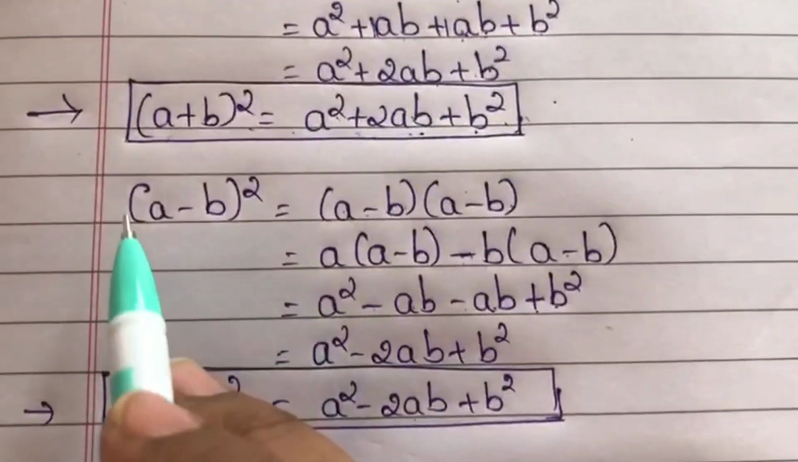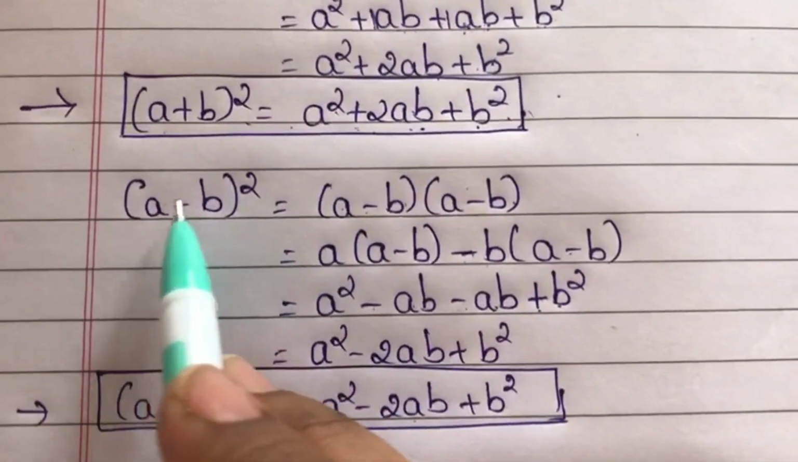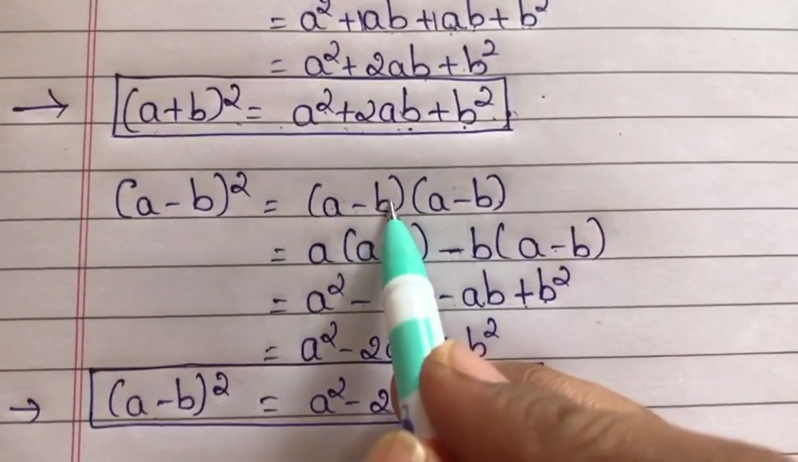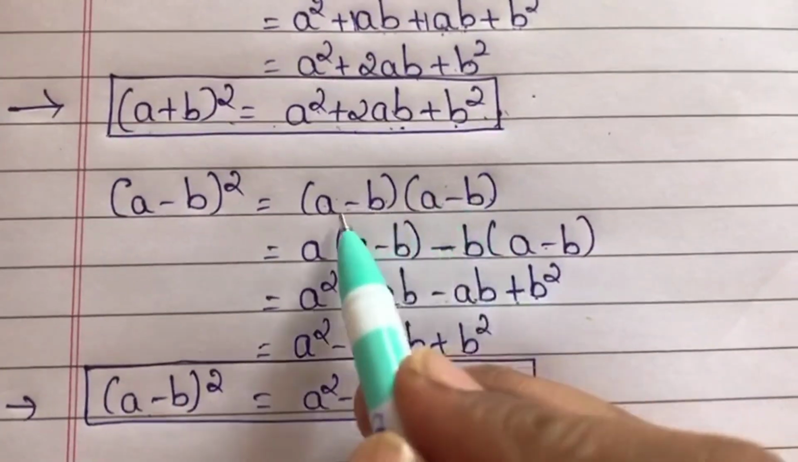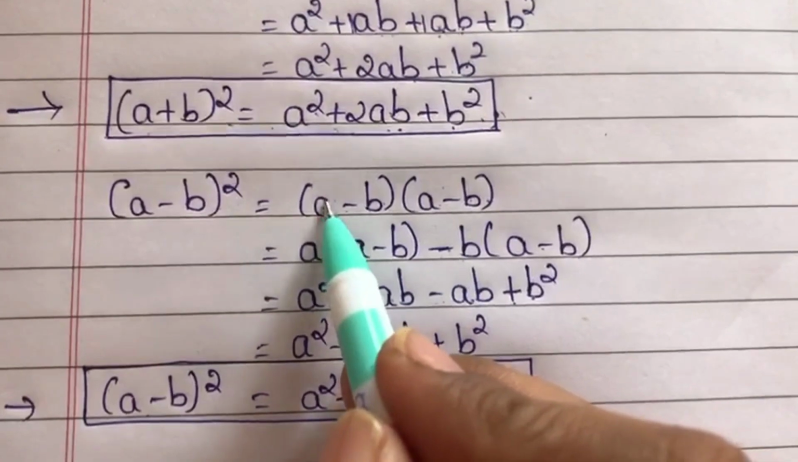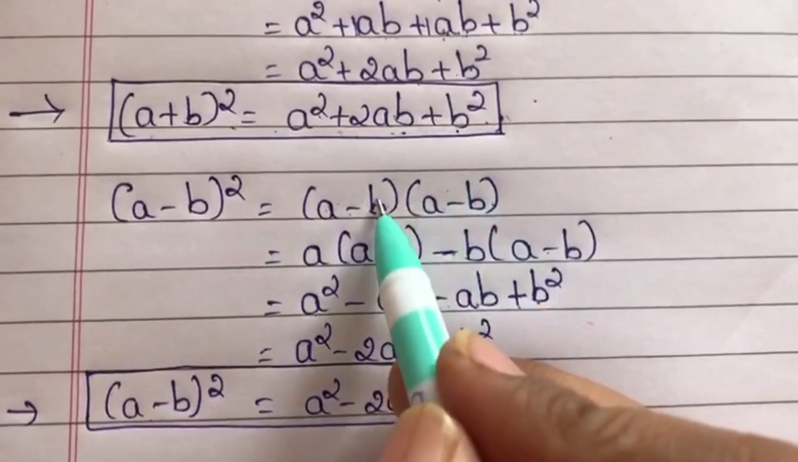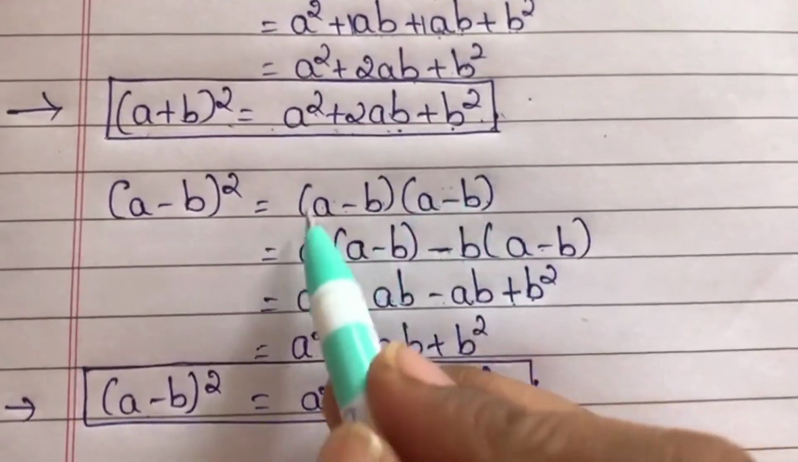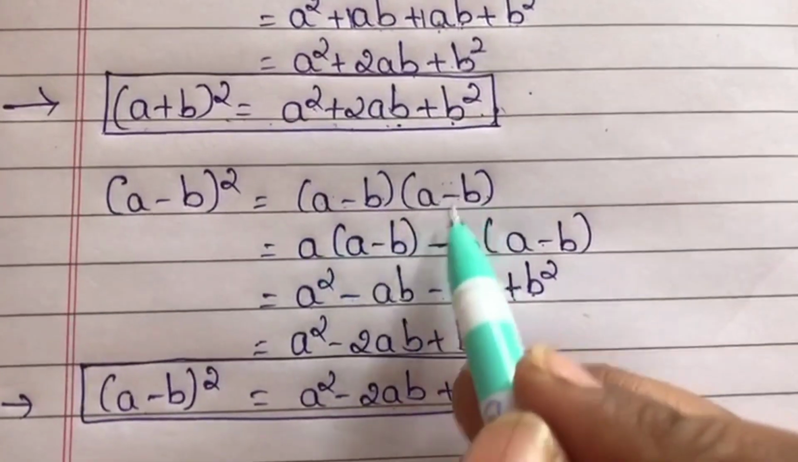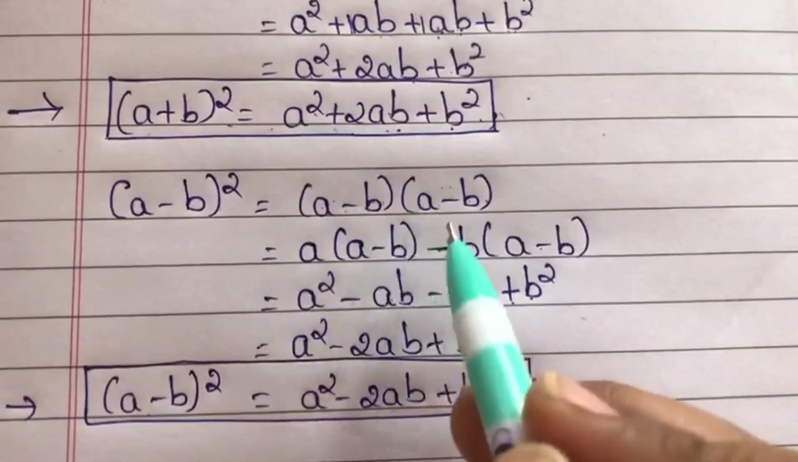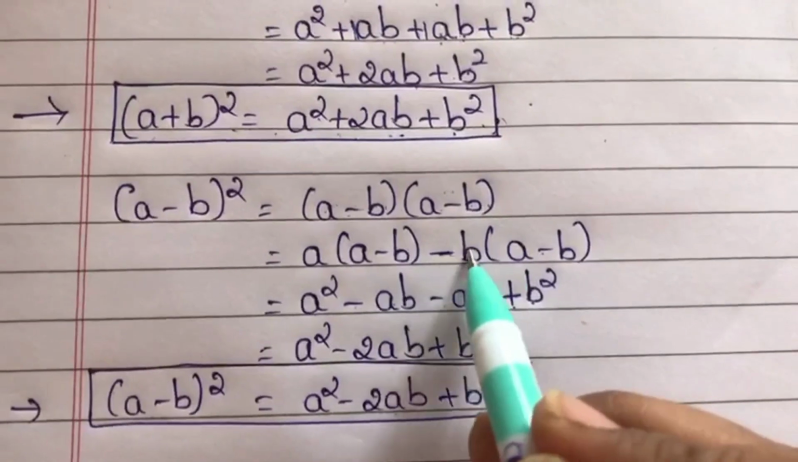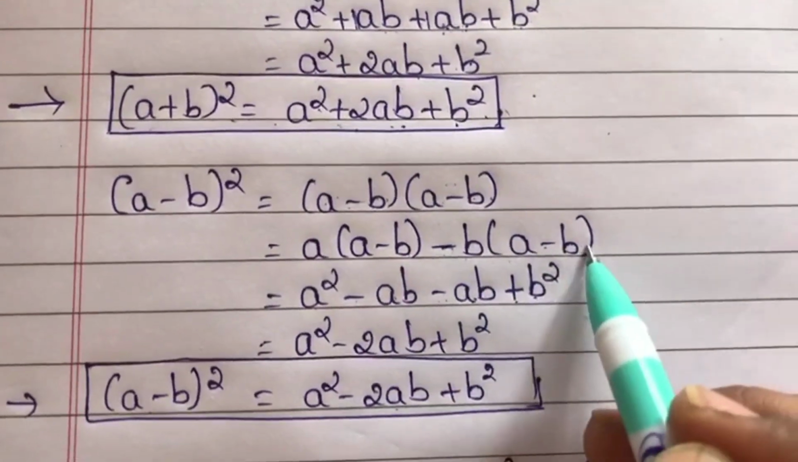Next one is (a minus b) whole square. (a minus b) whole square can be written as (a minus b) into (a minus b). Here also we need to multiply a to this whole term and b to this whole expression. Therefore a into (a minus b). Here it is minus sign, therefore we need to write it as minus b into bracket (a minus b).